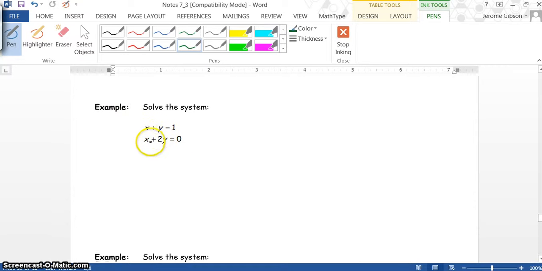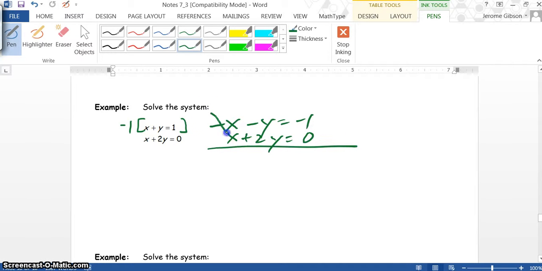Now we come here. This time again, I'm going to do the addition method. Let's get rid of the x's. We just need to multiply the top equation by negative 1, or you could have done the bottom by negative 1. Negative x minus y equals negative 1. We bring down the second equation here. These simplify out. Negative y plus 2y will give us y. And negative 1 plus 0 is negative 1.